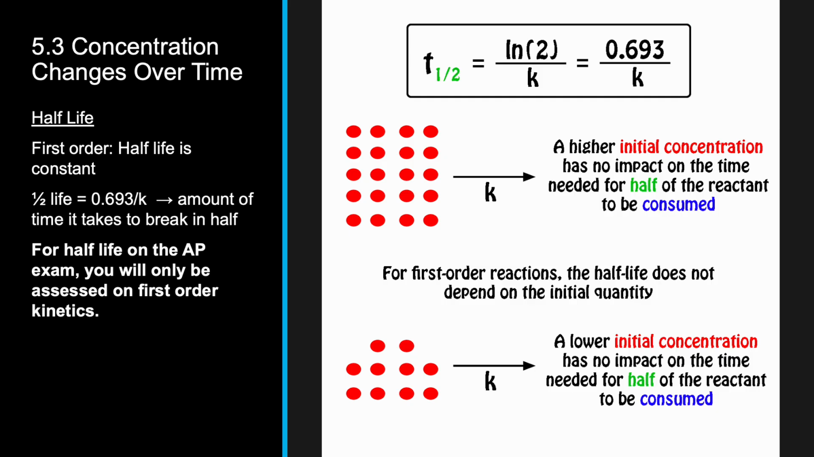And because this equation contains only the rate constant K, changing the initial concentration does not change the time required for half of the reactant to be consumed. So whether the starting concentration is high or low, each half-life takes the same amount of time. And just to be clear, on the AP Chemistry exam, half-life calculations are only tested for first order reactions, making this constant half-life behavior pretty important to recognize.